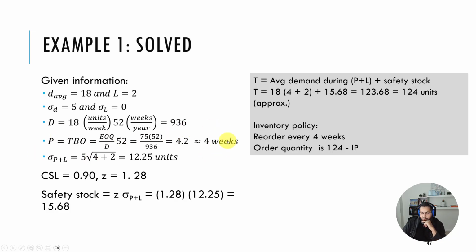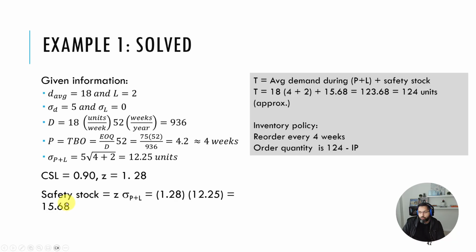Okay, so we're going to use 4 weeks to find the standard deviation of demand during the protection interval. P is 4, L is 2, square root of 6 times 5. 5 is sigma D, which gives me 12.25 units. CSL of 0.9 converts to a Z of 1.28 something, so you'll use the exact value from Excel. And then safety stock becomes Z times sigma of P plus L, which is 1.28 times 12.25, or 15.68.